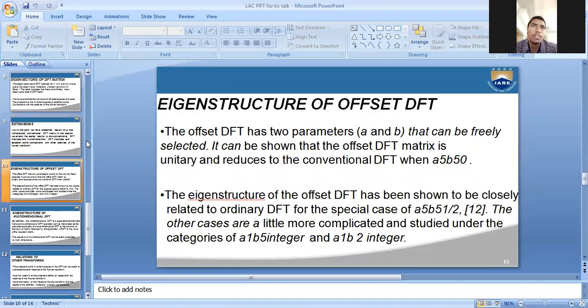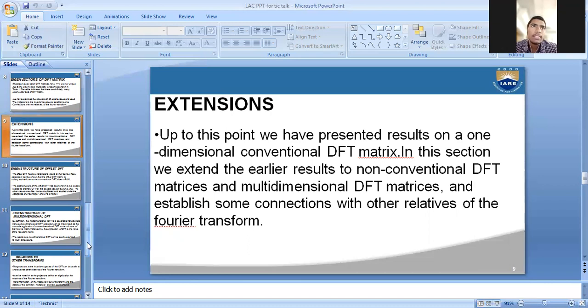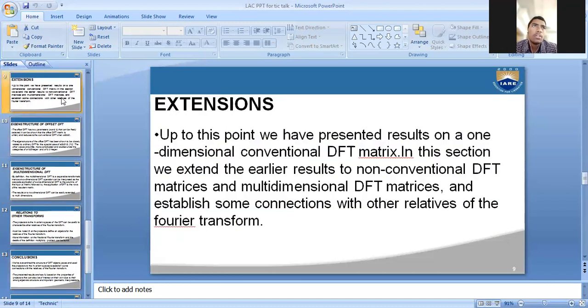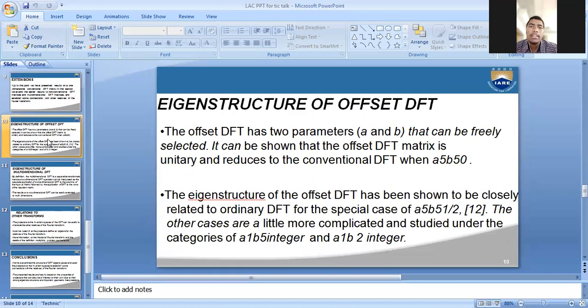Now, as we are done with extensions, next is the eigenstructure of the offset DFT. The offset DFT has two parameters A and B that can be freely selected. It can be shown that the offset DFT matrix is unitary and reduces to the conventional DFT when A and B are 0. The eigenstructure of the offset DFT has been shown to be closely related to the ordinary DFT for the special case.